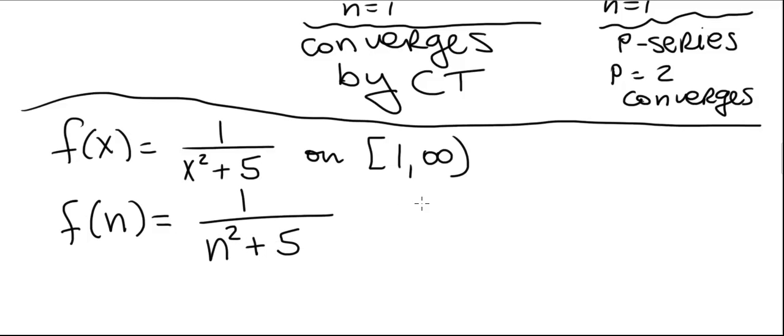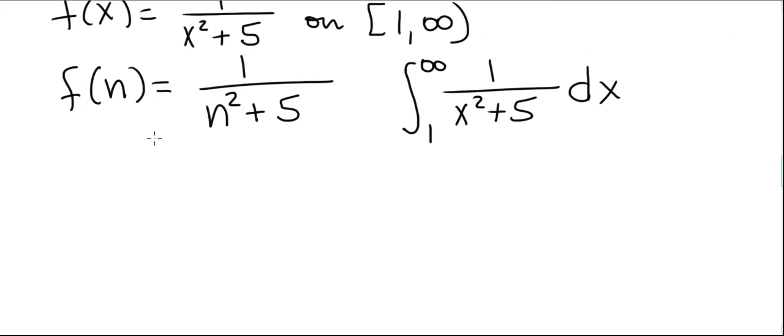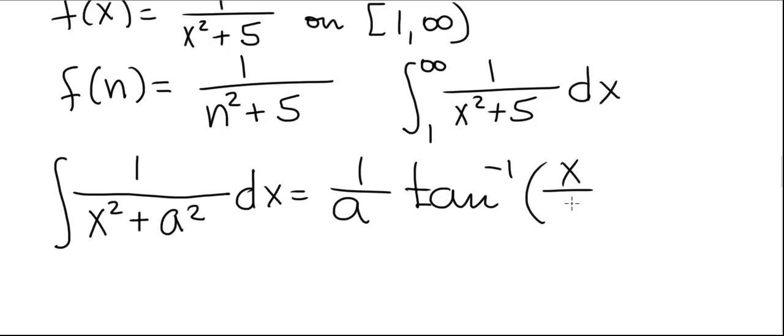So the integral test applies, and when we integrate from 1 to infinity of 1 divided by x squared plus 5, if this integral is finite, if it converges, so does the series, and if the integral diverges, then the series will diverge as well. Let's recall that the antiderivative of a function that looks like this, 1 divided by x squared plus a squared, is 1 over a times inverse tangent of x over a.